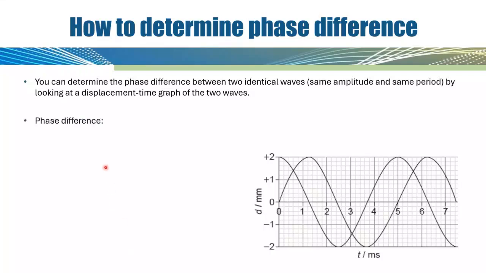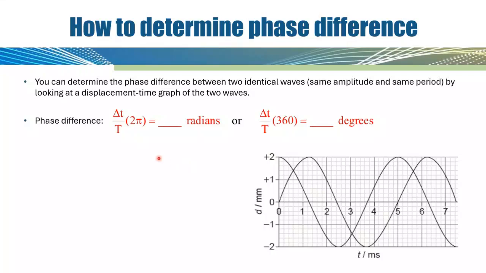We can do the calculation for the phase difference by using this little conversion factor, where delta t, the time, divided by the period times 2 pi will give me my phase difference in radians, or I can do delta t over period times 360 and get my phase difference in degrees.